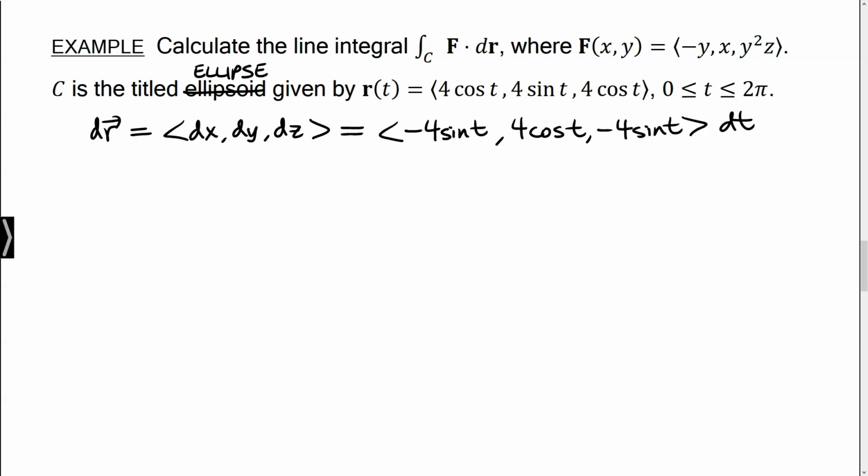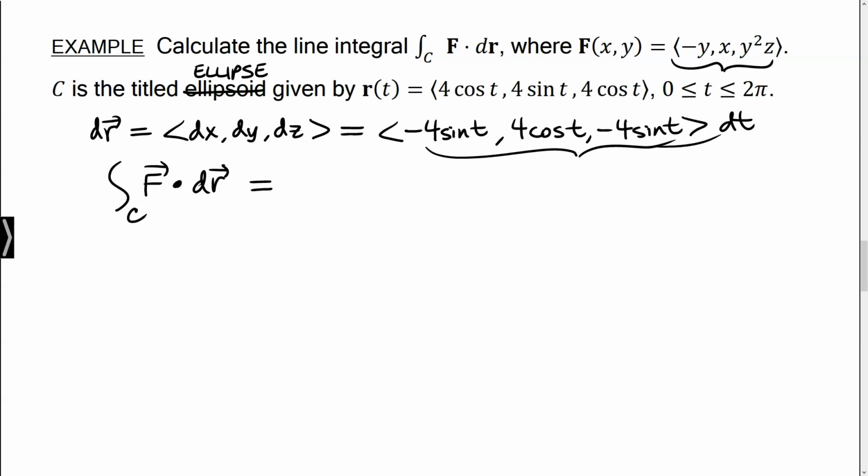The reason here is now I can just go directly to f dotted with dr, and I can literally take it just as a dot product. So I'm just going to dot this here. That's going to get dotted with this, including the dt, of course. So I'm going to integrate now. t goes from 0 to 2 pi.